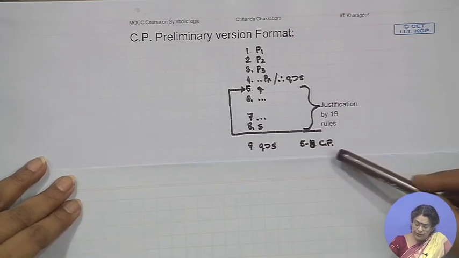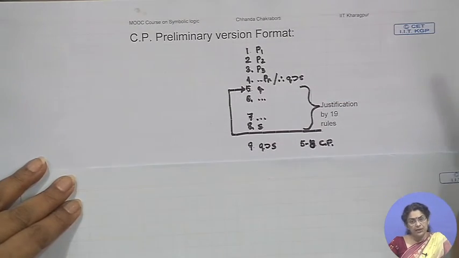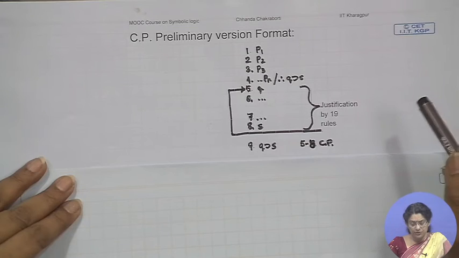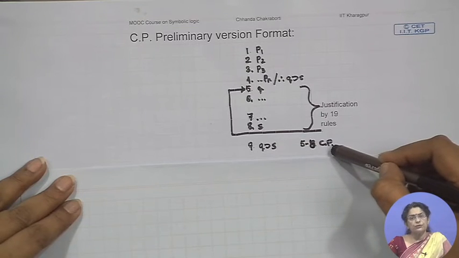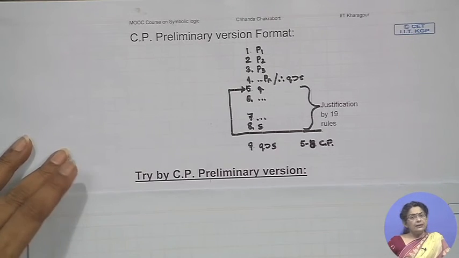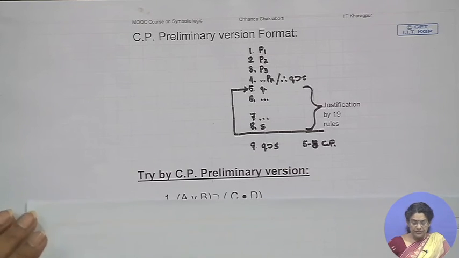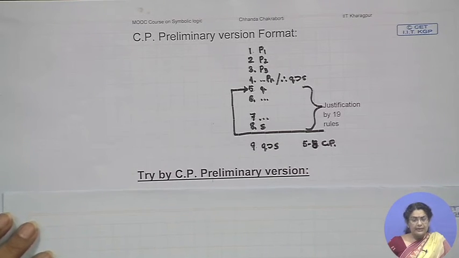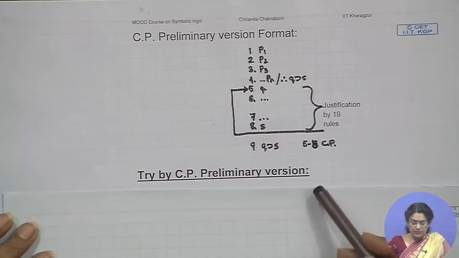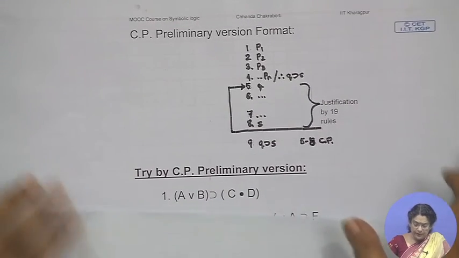So, no need to have CP up here. This is just an indication that you are starting a limited scope assumption procedure. This is where you disclose the strategy or the proof procedure, all right. This we have seen. So, I think that we have said enough. Now, it is time to apply it and to see whether you have learned. So, can we try by conditional proof, preliminary version, this little argument?